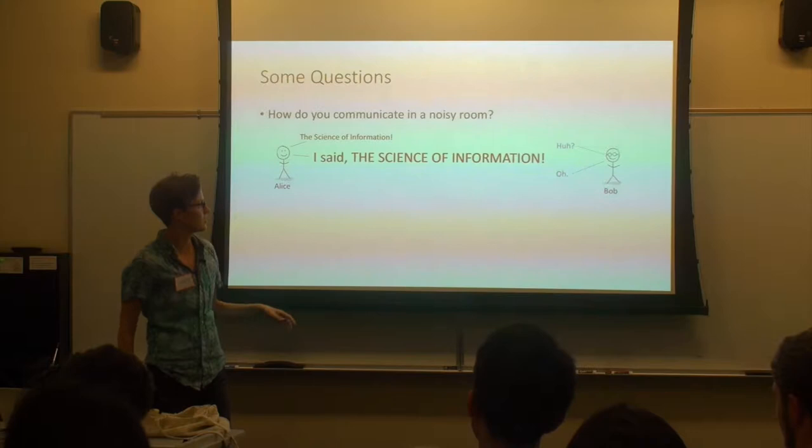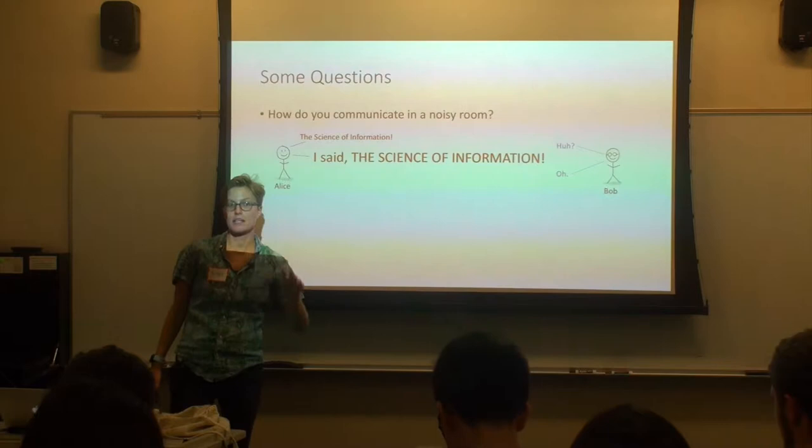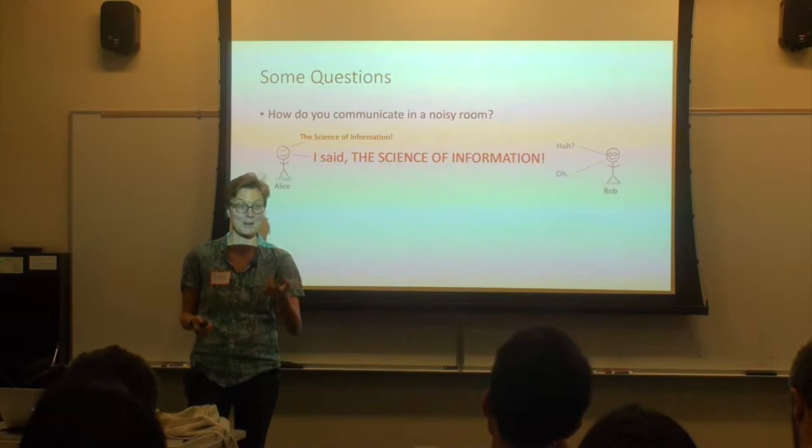Suppose there's something that could make the radio waves noisy between them, or a smoke screen, or it's just so noisy they can't use their ears. One way that humans tend to get around this is to repeat yourself or talk louder, and that works pretty well for humans.